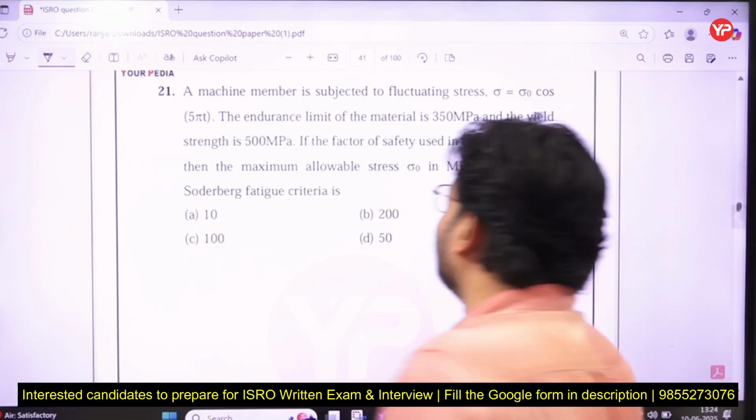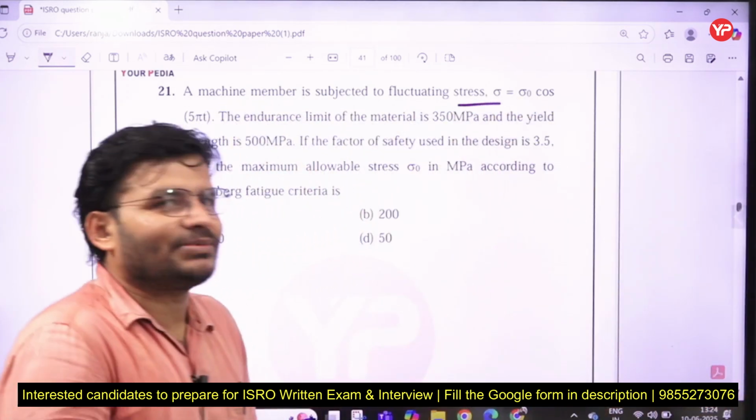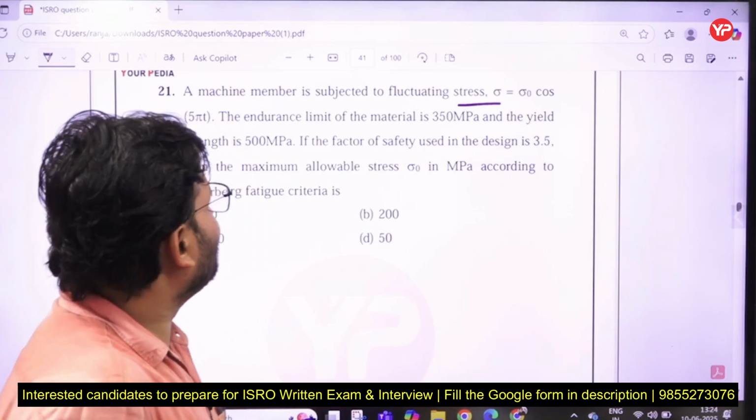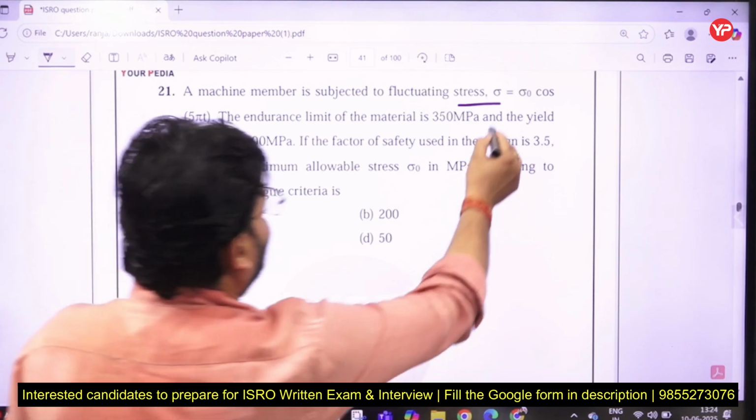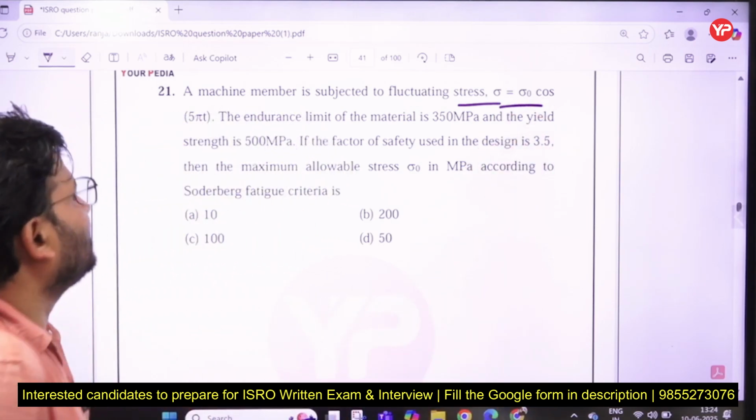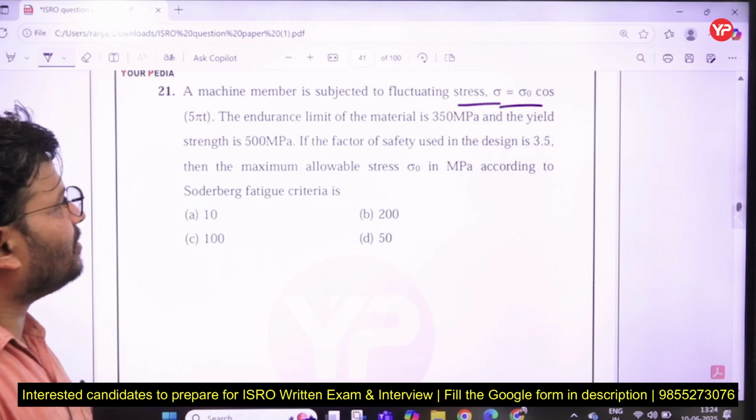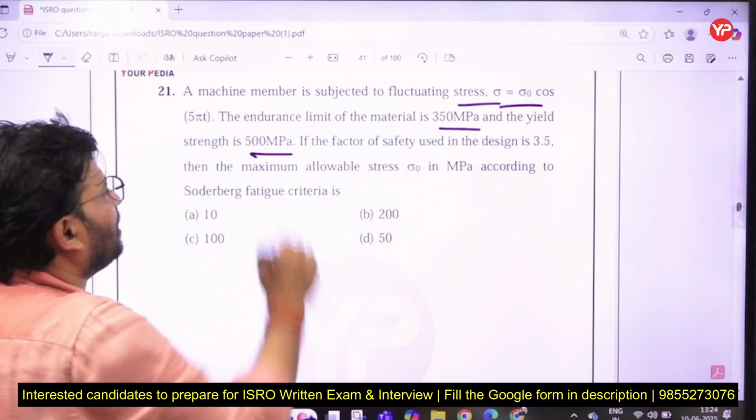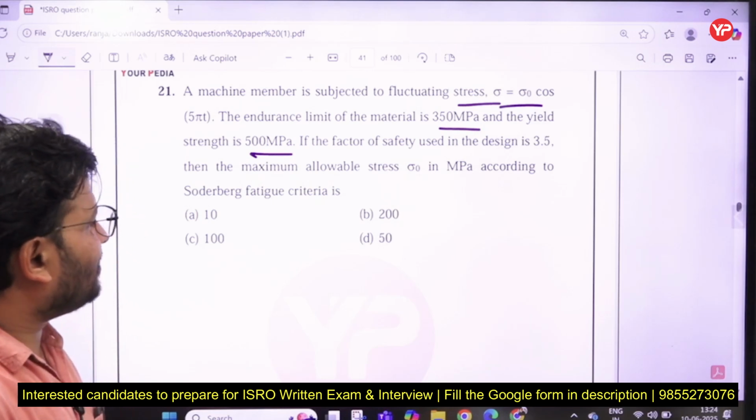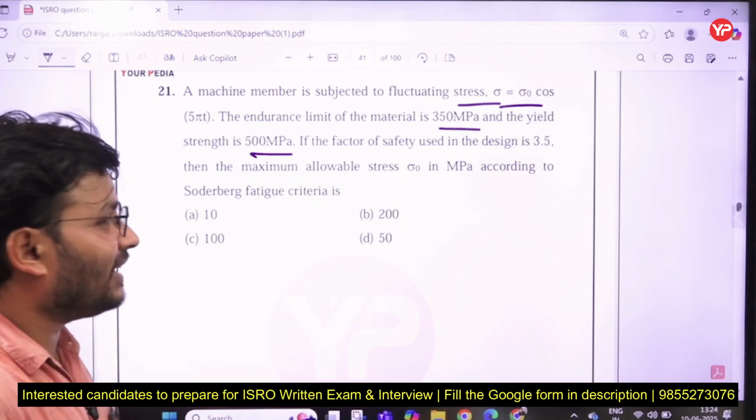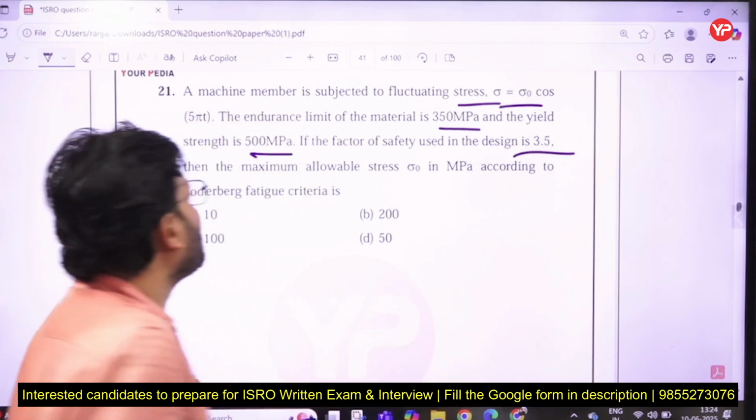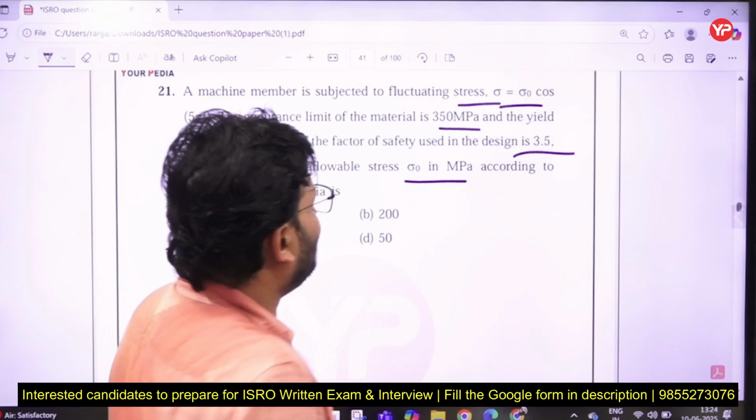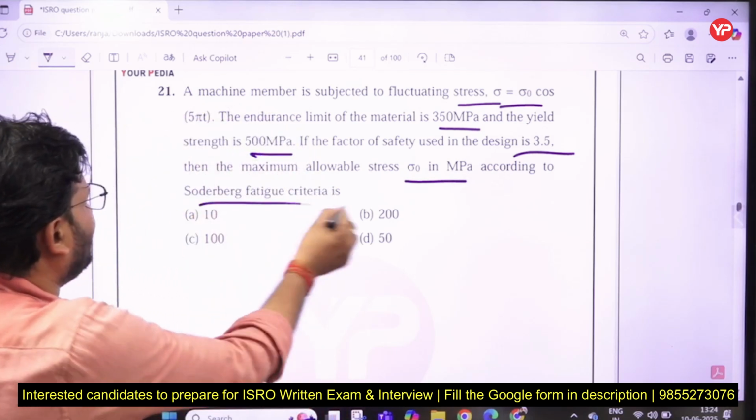A machine member is subjected to fluctuating stress. Okay, that means that question has been taken from machine design. The topic is design against fluctuating load. So the question is that a machine member is subjected to fluctuating stress sigma equal to sigma naught cos 5 pi t. The endurance limit of the material is 350 megapascal and the yield strength is 500 megapascal. If the factor of safety used in the design is 3.5, then the maximum allowable stress sigma naught in megapascal according to the Soderberg criteria.